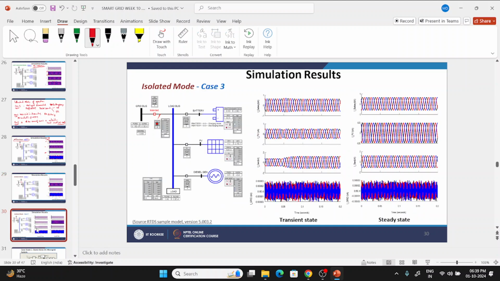Now in case 3, there will be a time when the load will be switched on. At that time, there will be two states: at the time of switching, the transients will come, and after that, the steady state. The variation of the current of the battery, PV, and generation or diesel generator is shown over here.